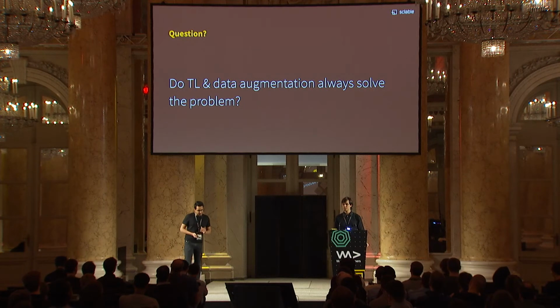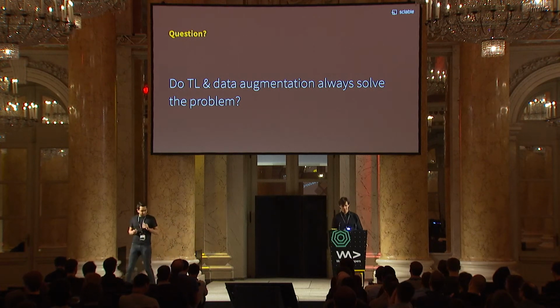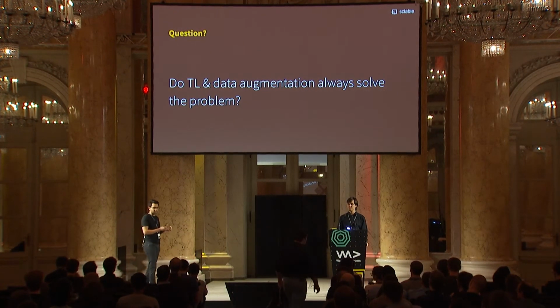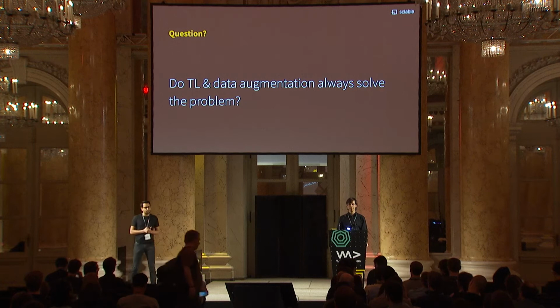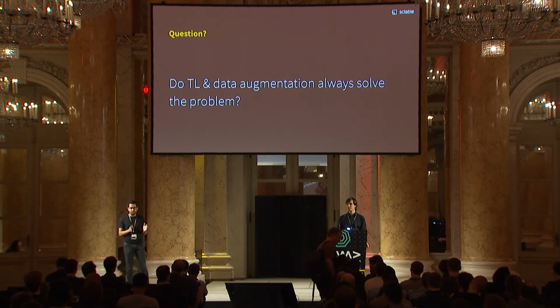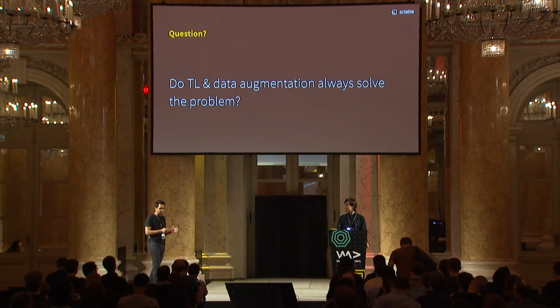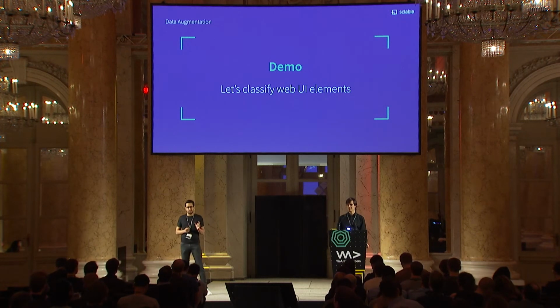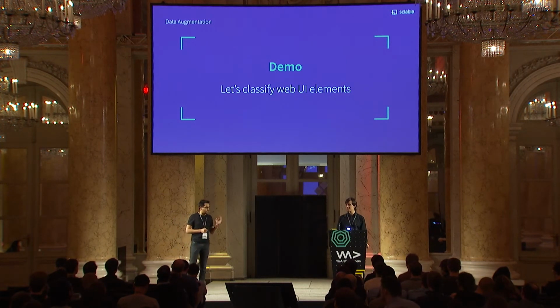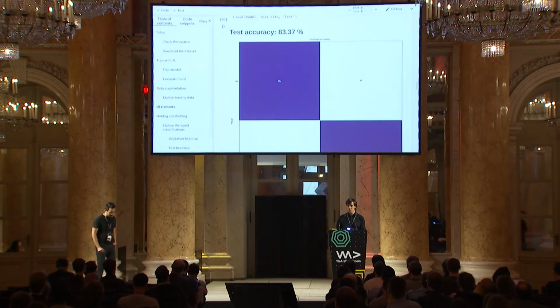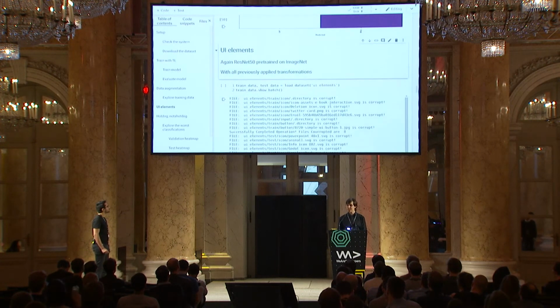And now the question arises: we have seen transfer learning and data augmentation with carefully selected transformation parameters. Does it always solve the whole problem? We have created a kind of pipeline. Let's validate this pipeline on another data set, to classify web UI elements, like buttons and tabs. And let's see, do we have AutoML for images? Do we have no-code AI now? Let's see on the UI elements.